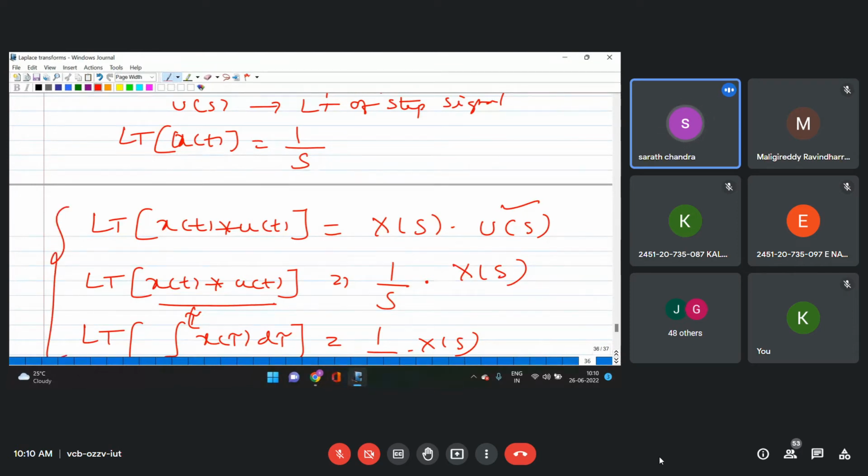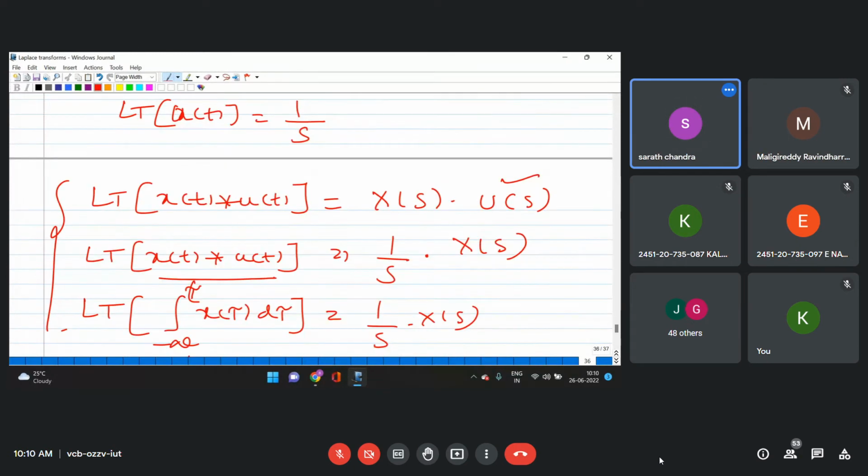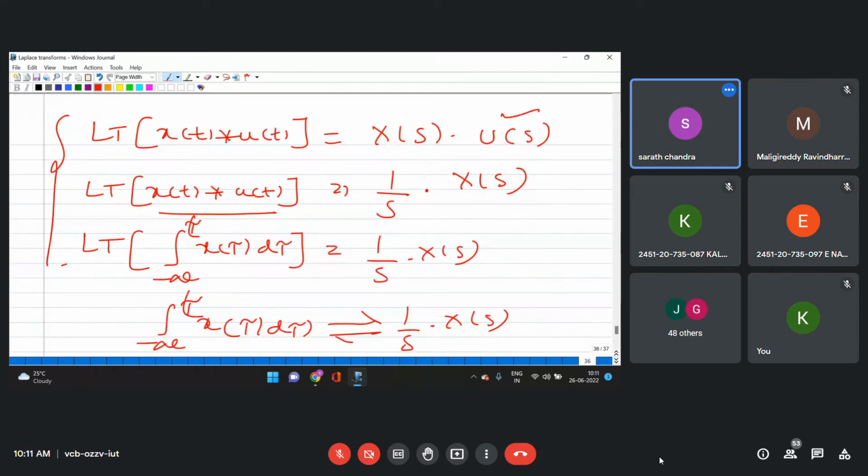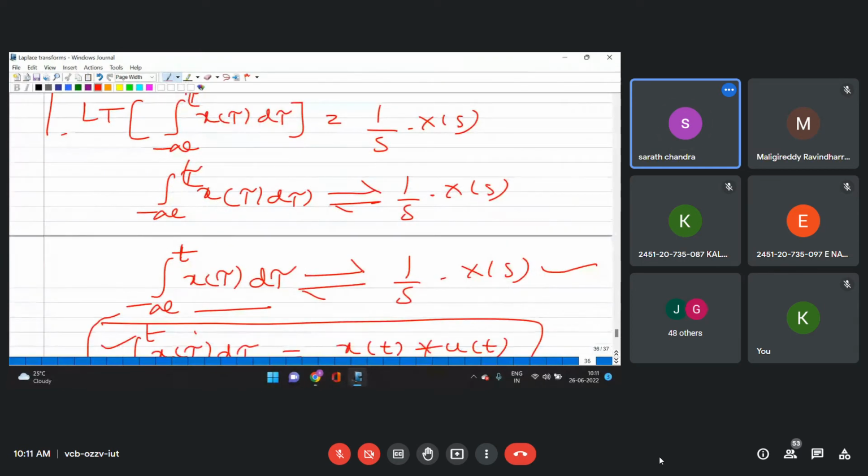Properties come in just two lines. Which property have we used? The convolution in time property, right? So this will be 1 by s times X of s. Right, so this is the property. This is how we have proved it.